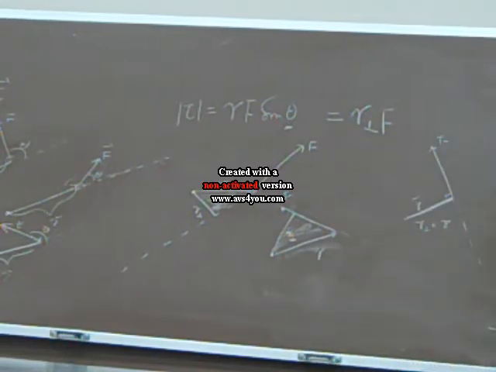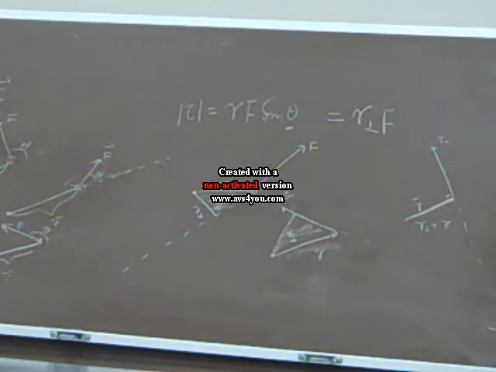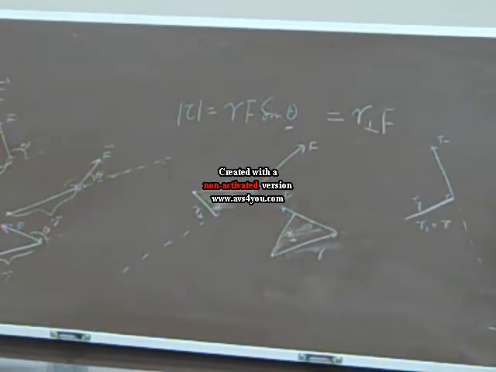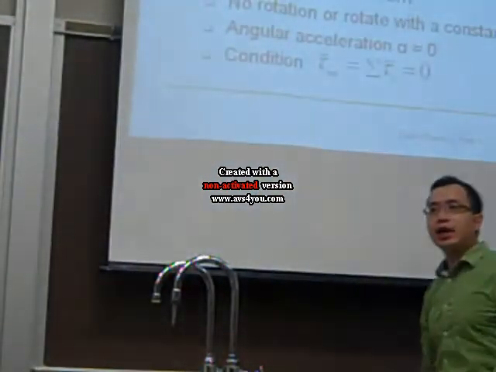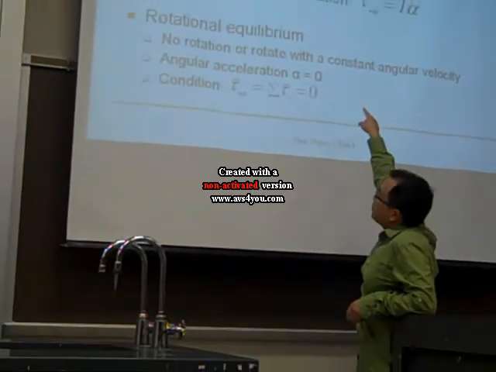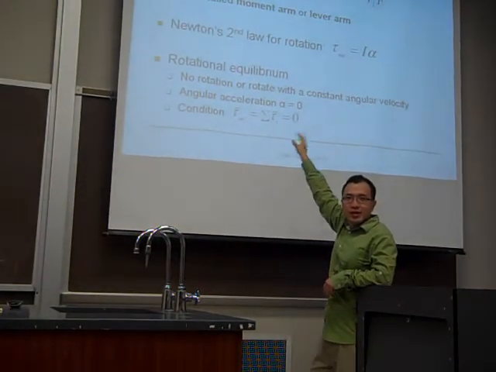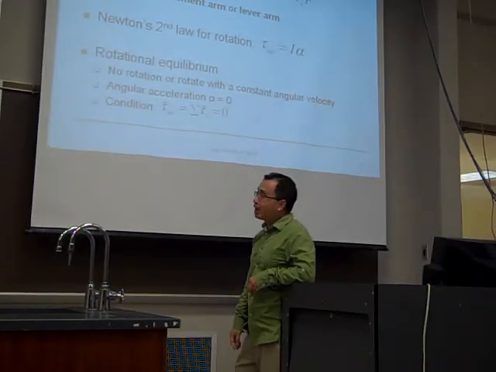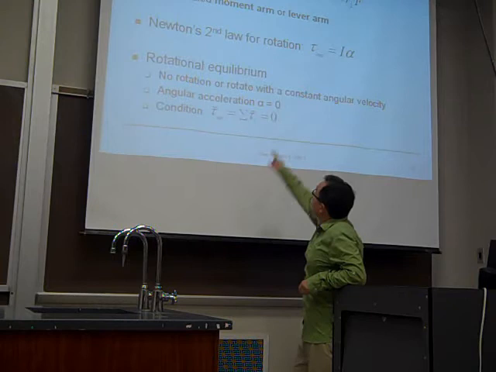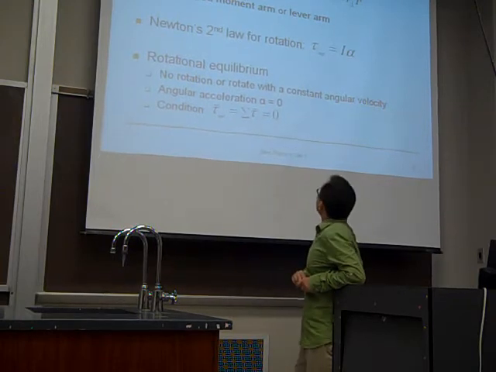And the rotational equilibrium is similar to that. It says that all the torques are balanced, so the total torque is zero. In that case, you don't have net torque. By the way, I forgot to mention that you first need to extend Newton's second law to the rotational form, Newton's second law for rotation.